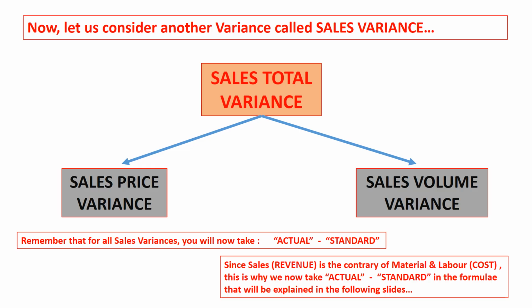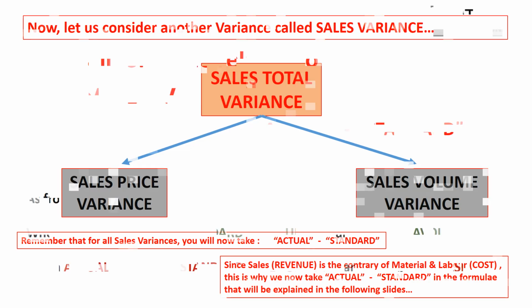The sales variance is a revenue variance, which is the contrary of cost variances. This is why, from now on, when using the formulae related to sales variance, we will consider actual figures minus standard figures. In the previous session, for material and labor variances, we were taking standard figures minus actual figures, example SP minus AP. Now, we will do the contrary. Please read the slide which follows carefully, and try to understand when a revenue variance is favorable or adverse.